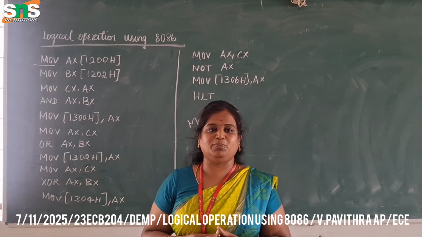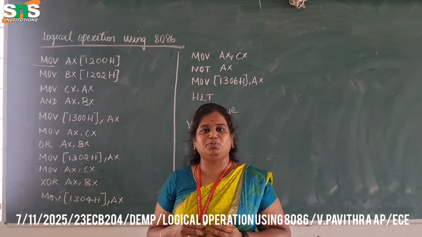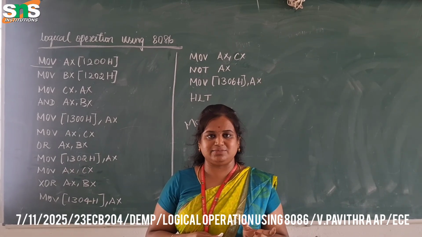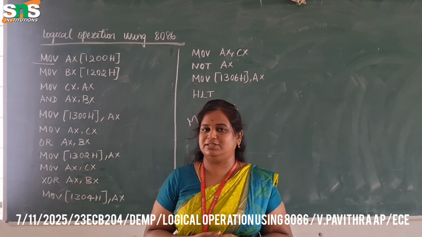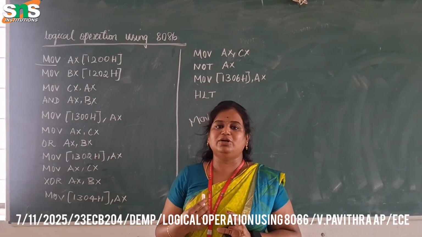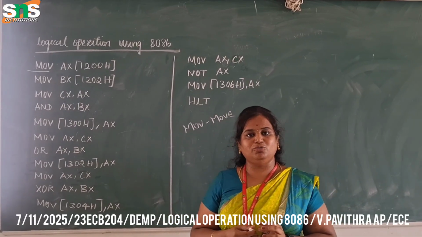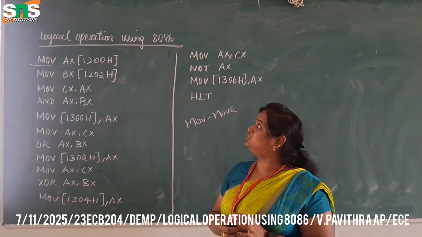Let us see what is microprocessor. Microprocessor is nothing but a single IC which is used to process the data. So that is called a microprocessor. Micro is nothing but the small IC. We are going to process using this IC. It is called a microprocessor, and we also have a microcontroller. But in today's video we are going to see about a microprocessor. In that microprocessor, we are going to do some programming, that is a logical operation using 8086.